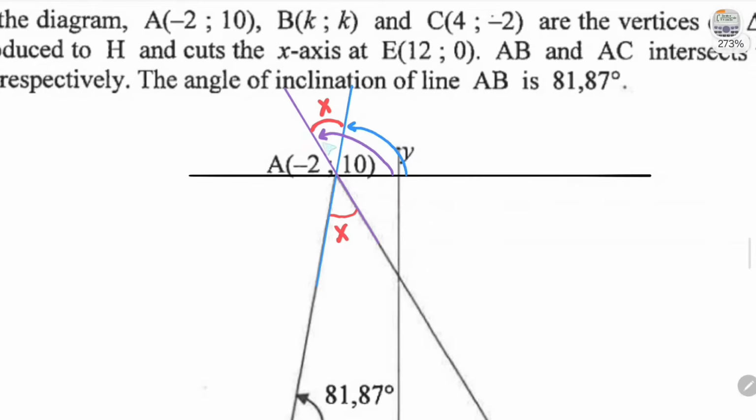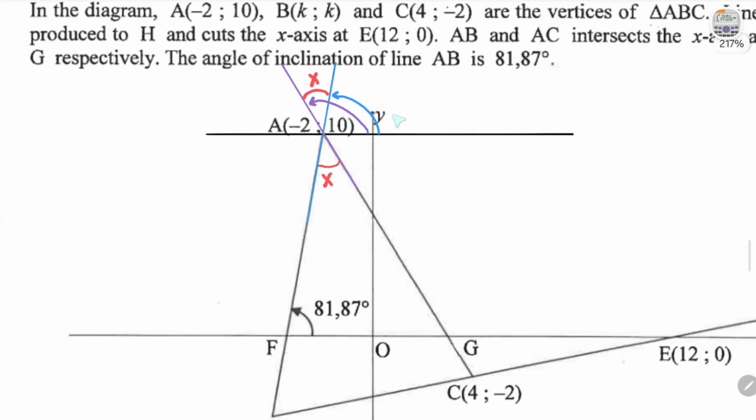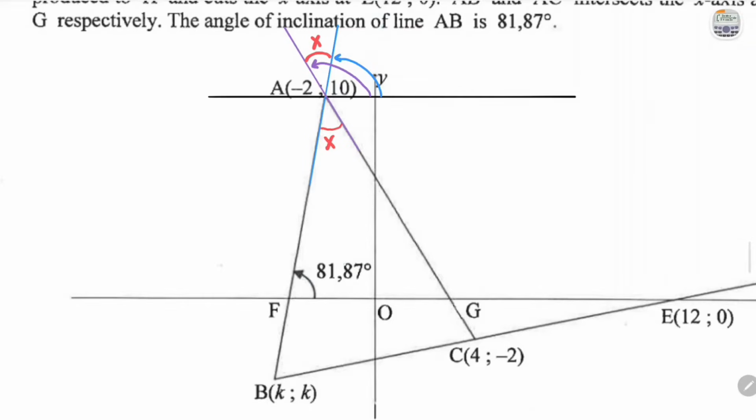We can find the angle of inclination of AC and subtract the angle of inclination of AB, which, by the way, we already have. The angle of inclination of AB is 81.87 degrees. So to do this, we need to first find the gradient of AC. So let's go ahead. We need A(-2; 10) and C(4; -2).